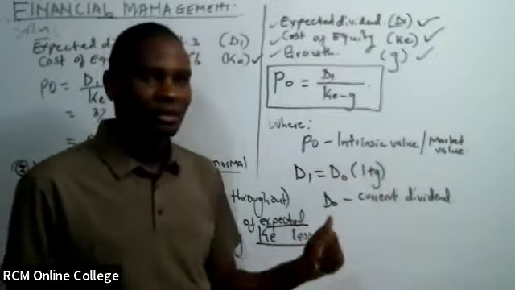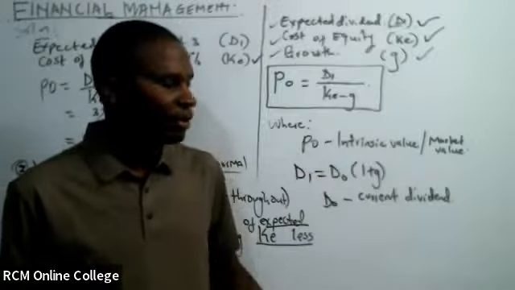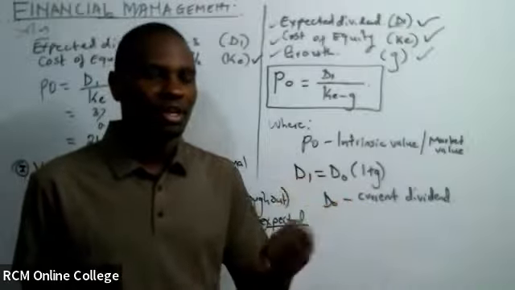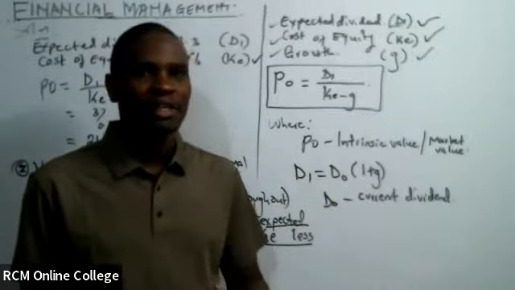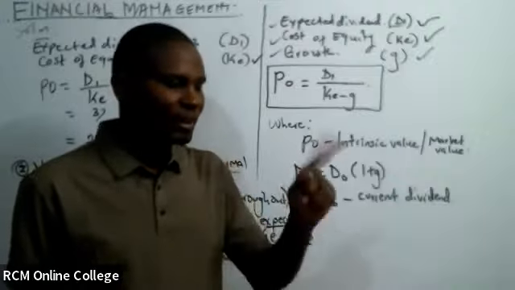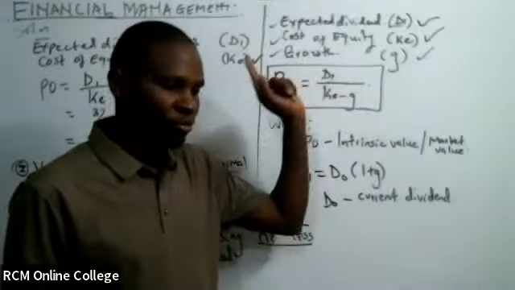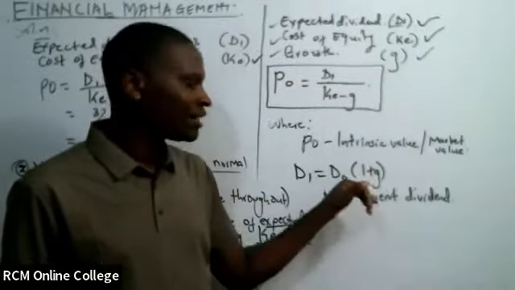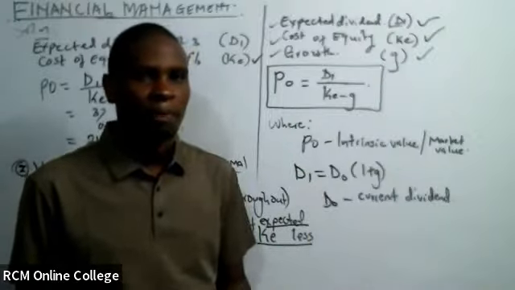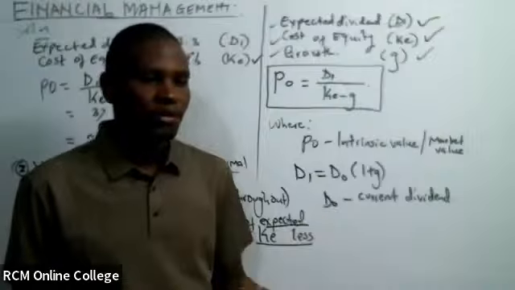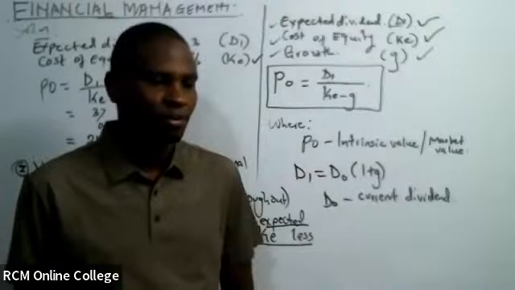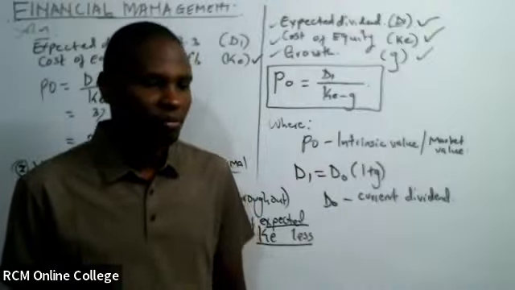Are we together? Sometimes, don't just pick it directly. Just check which dividend you have been given. Is it the current dividend, the dividend for the current year, or is it the expected dividend? Expected dividend is the one that you take directly to the formula. But if it's the current dividend, please remember to convert. I hope that is clear to everyone. Don't miss that point.